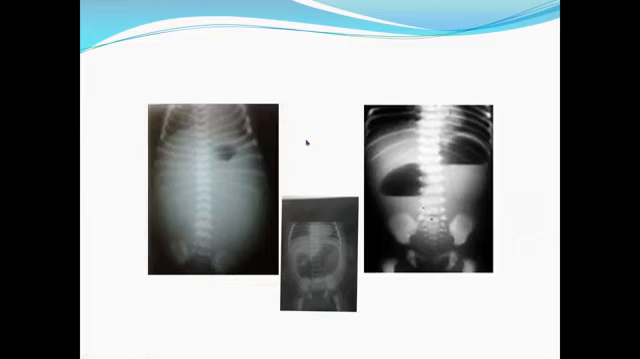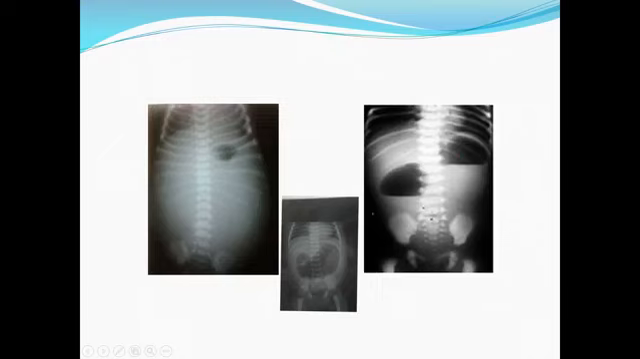This skiagram or X-ray shows a double bubble gas shadow: the stomach gas shadow with fluid, and also in the duodenum. There is an hourglass appearance, and the rest of the abdomen has no intestinal gaseous contents, so no intestine is visible in the later part of the X-ray film. So this is diagnostic for duodenal atresia, that is double bubble gas shadow.